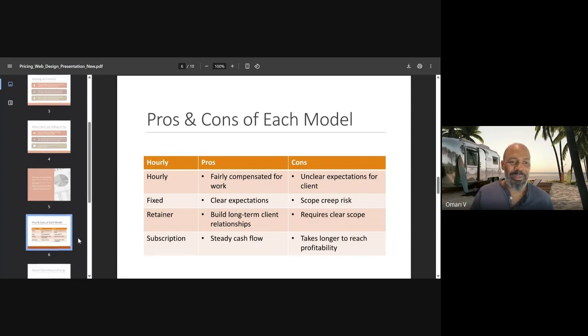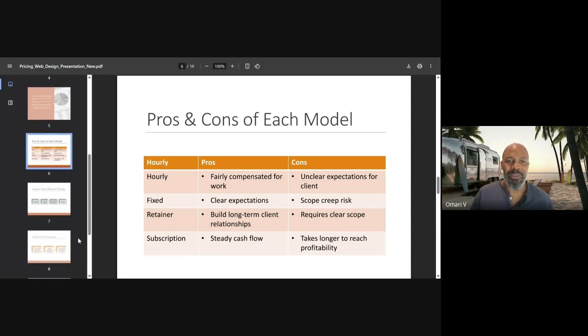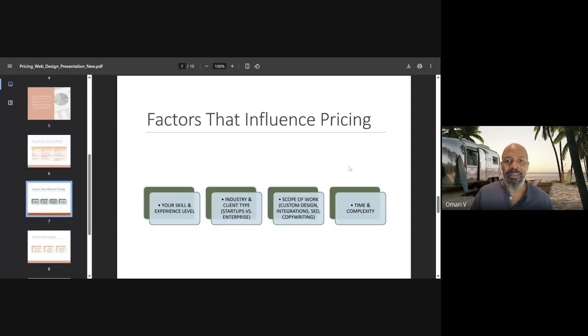Okay, cool. So I'll continue. Those are kind of your models, and then the factors that will influence the pricing you're able to charge will be obviously your skill and experience level, the industry and client type. If you're dealing with startups versus enterprise, clearly you're going to charge more. Definitely do not offer $2,000 anything for enterprise clients.